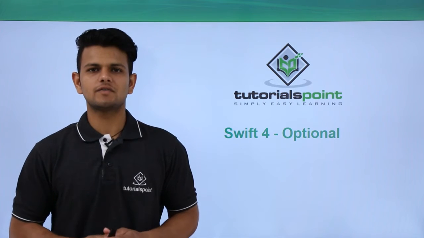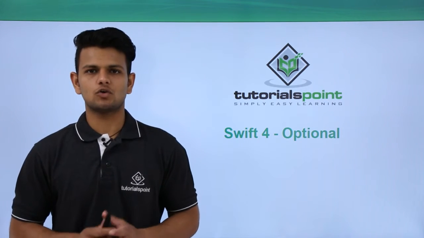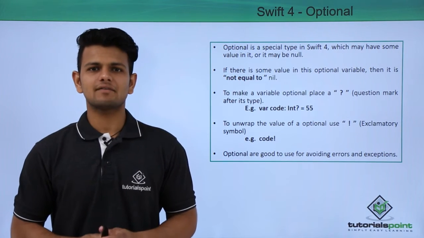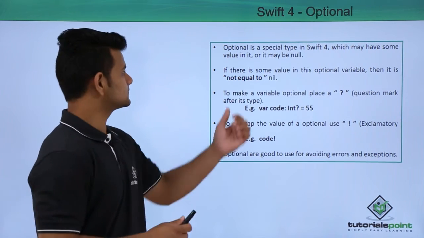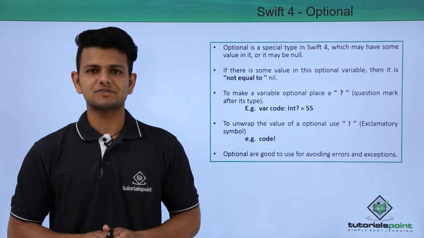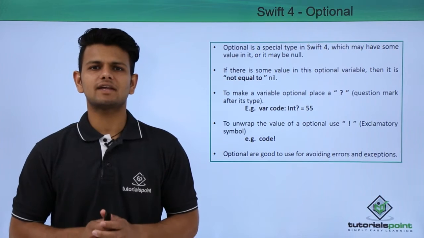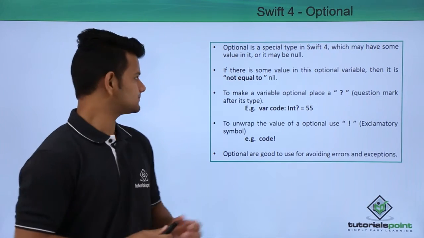Hi, in this video we will learn about a special type in Swift, optional. Optional is a variable which may or may not have any value. If there is some value in the optional variable, then it is not equal to nil, otherwise, if it does not have any value, it will be equal to nil.